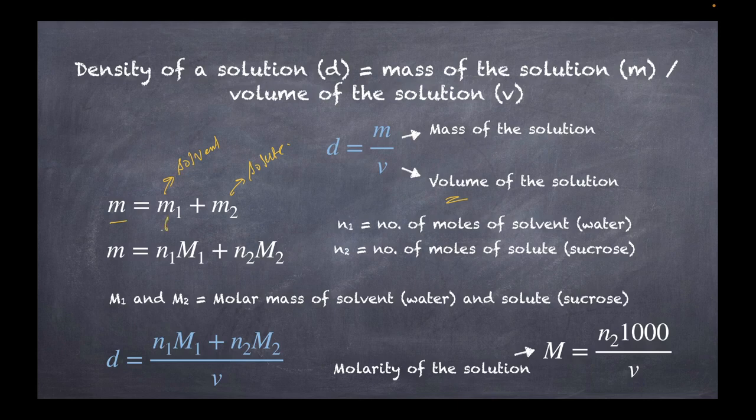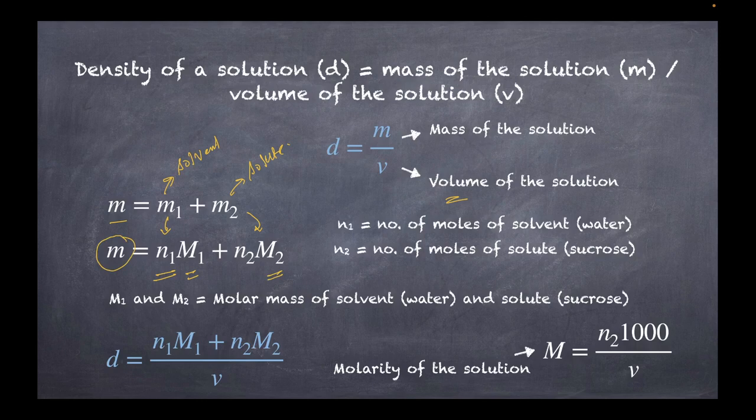Now we can express the m1 gram in terms of the number of moles and the molar mass. So m1 will be equal to n1 times capital M1, where n1 is the number of moles of solvent present in the solution, and capital M1 is the molar mass of the solvent, that means water. Similarly m2 will be equal to n2 times capital M2, that means the number of moles of sucrose times the molar mass of sucrose. So this will be the total mass of our solution m.